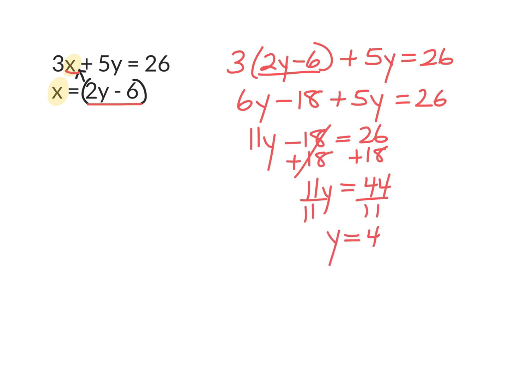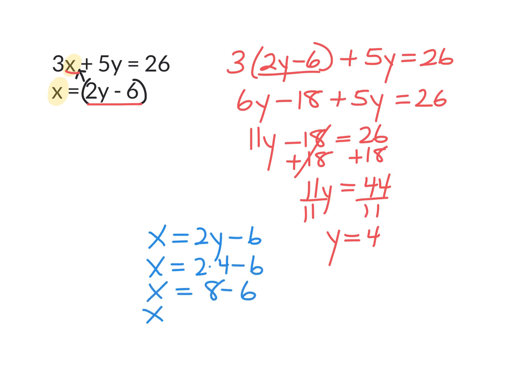Great. Now let's go ahead and put that back in for x. I'll do that, I guess, right over here. X equals 2y minus 6. Y is 4, so we're going to say x equals 2 times 4 minus 6. That's 8 minus 6. That means x equals 2. All right, let's go. Final answer, 2, 4.